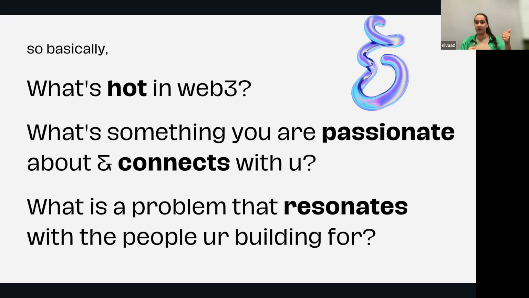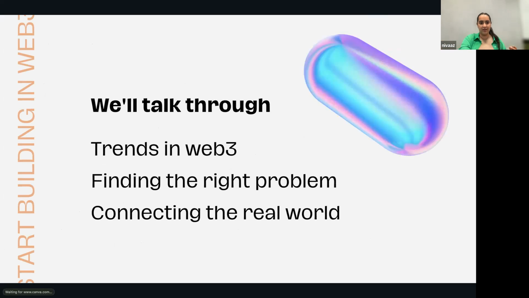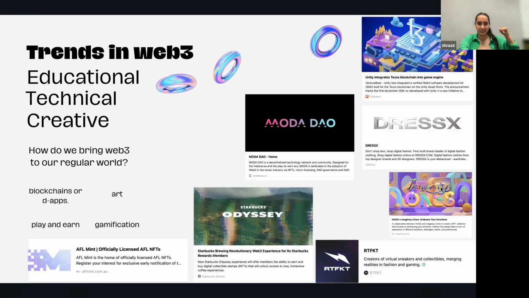So looking at what's hot in Web3 or what's trending right now. The second part is looking at what you are passionate about and what connects with you, which I think is still a Web2 thing. And then the third bit is what is a problem that actually resonates with the people that you're building for, because not every single person is going to be your target customer at the end of the day, and they're not going to be a Web3 native as well. So we'll talk through trends, finding the right problem, and then connecting to the real world.